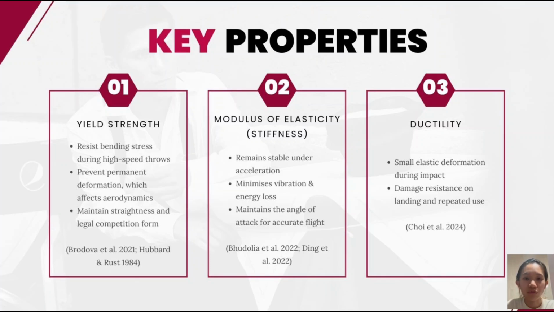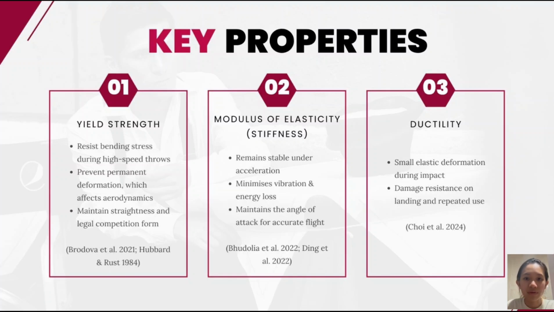The first one is yield strength. The shaft must resist bending under high-speed throws. If the yield strength is too low, it may permanently deform, affecting aerodynamics and making the javelin illegal for competition.